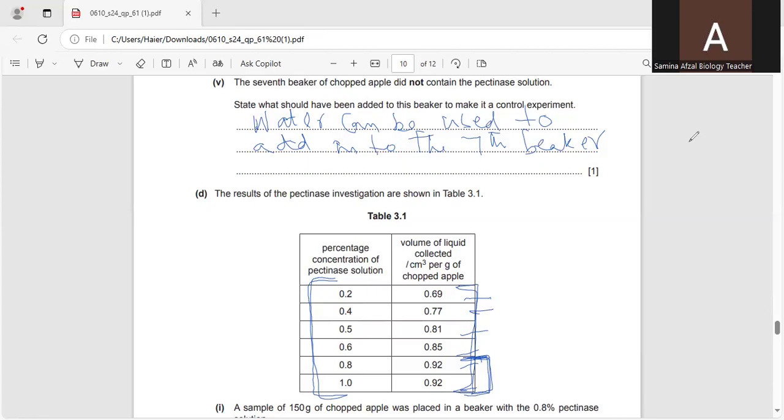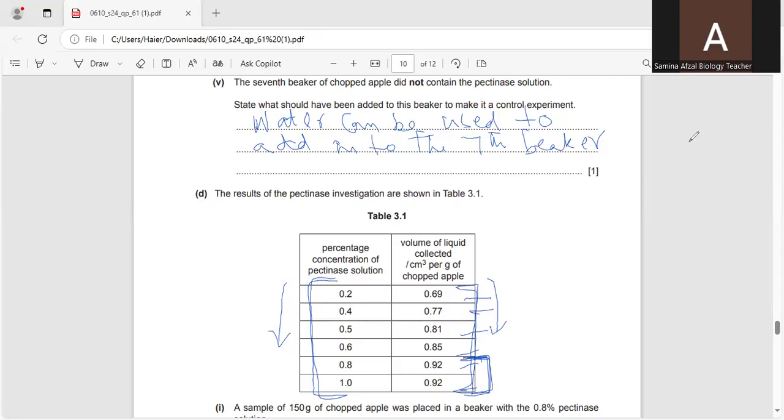But as the percentage concentration of the pectinase solution increases, the volume of the liquid collected from the chopped apples also increases. So the percentage concentration of the pectinase solution and the volume of liquid collected from chopped apples are directly proportional to each other.